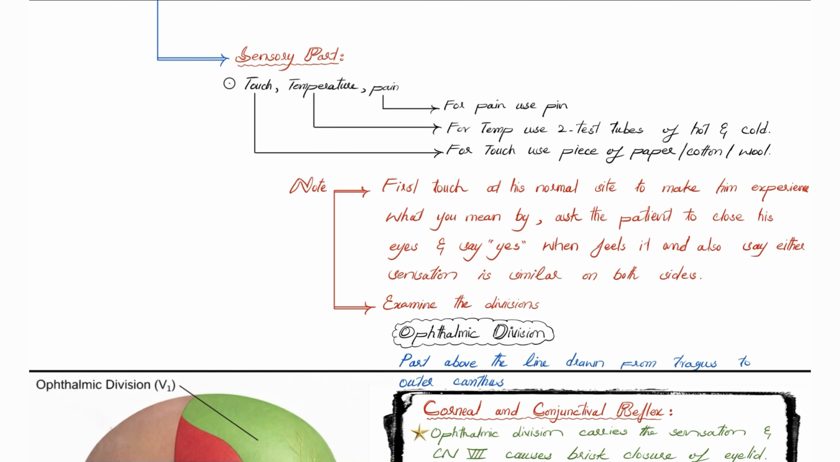Now, how you have to do it: first touch his normal side so that he experiences what you mean by the sensation of touch, temperature, and pain. And then ask the patient to close his eyes and say yes when he feels it. Also ask whether the sensation is similar on both sides or not. And then examine the divisions, the sensory divisions of the trigeminal nerve.